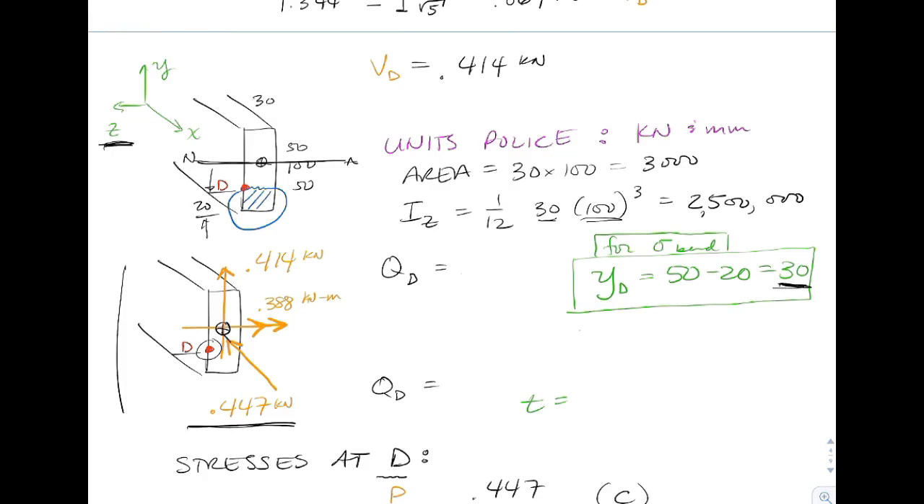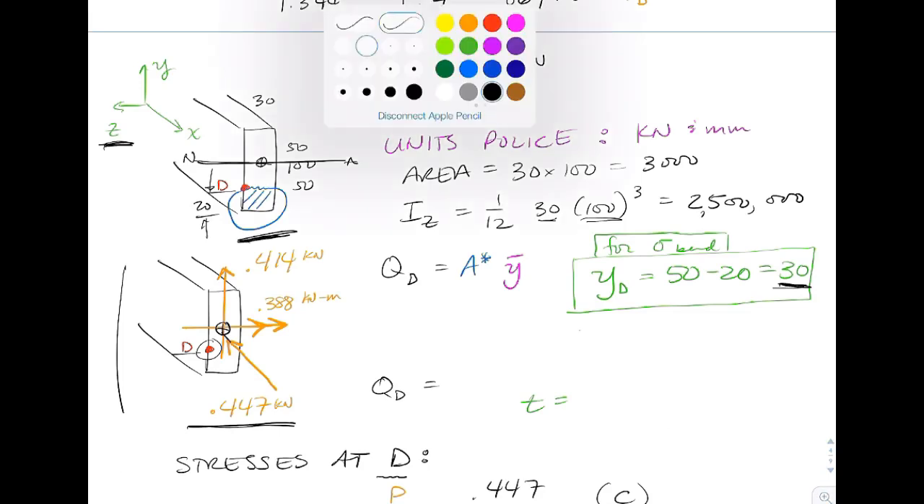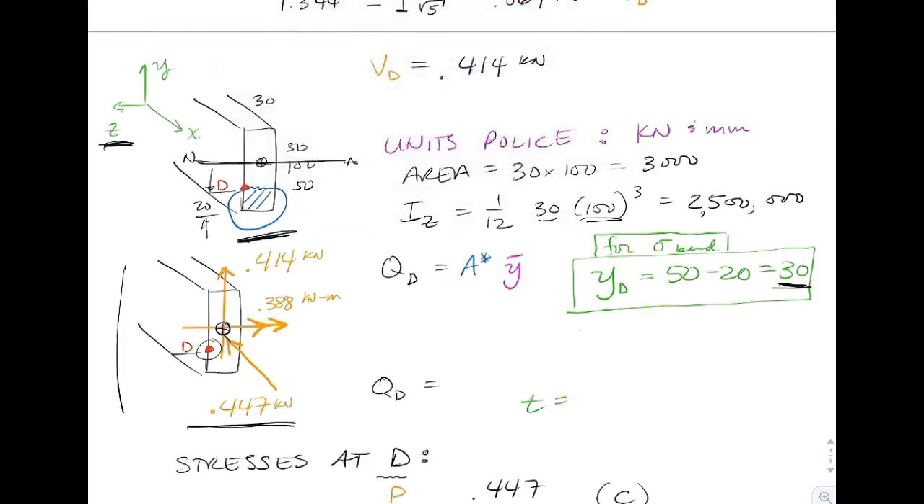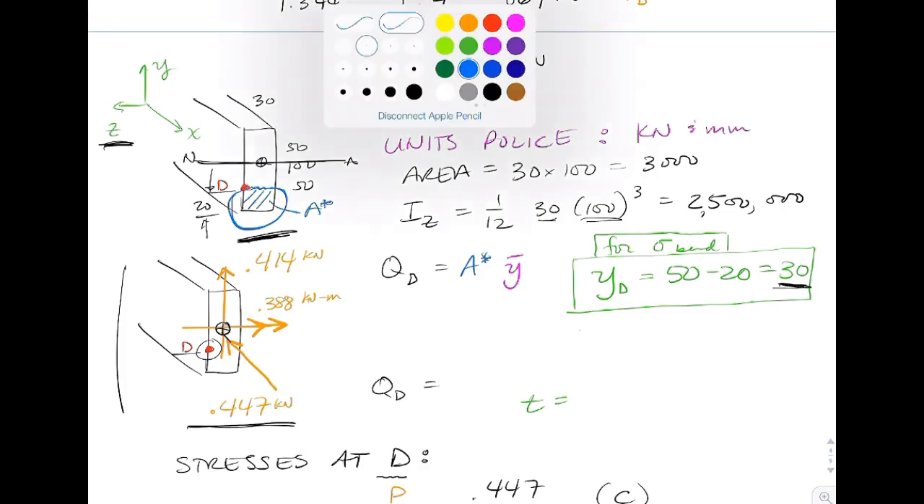And now the all-important Q calculation, where Q is going to equal A star times Y bar. So we've already started it right here. We took the blue saw, we cut perpendicular to the shear force. That's going to expose the transverse shear stress. And so the cut horizontally through it, I circle down below. That gives A star.